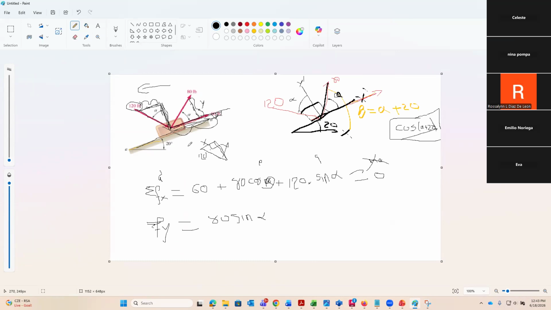Is it plus or minus? I think it would be 80 is positive and 120 is negative because it's going into the opposite side of the system of reference. Exactly, because usually the triangle will be pointed out of the origin. So minus, another thing to remember, 120 cosine of alpha.